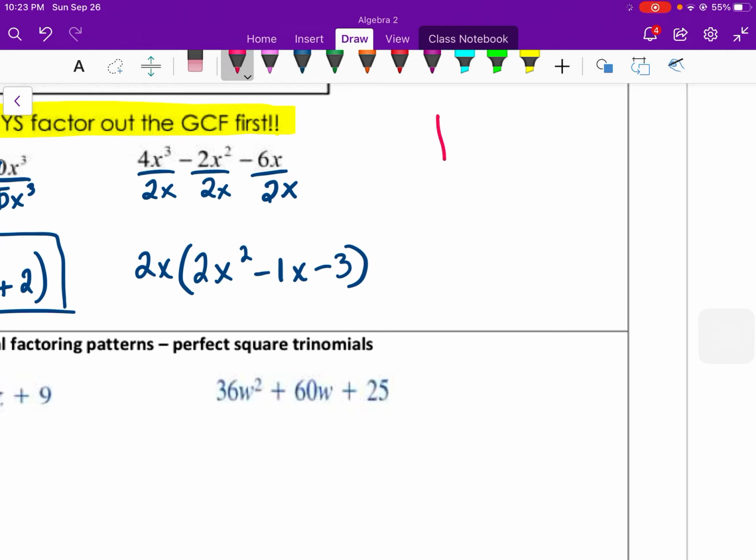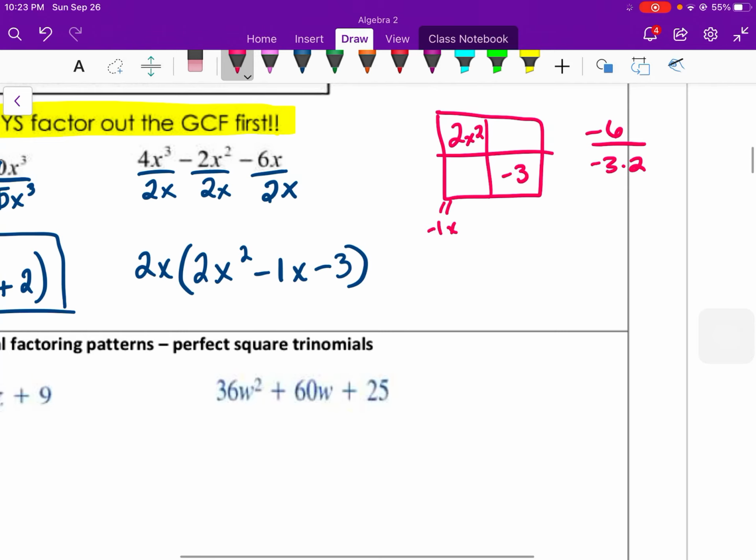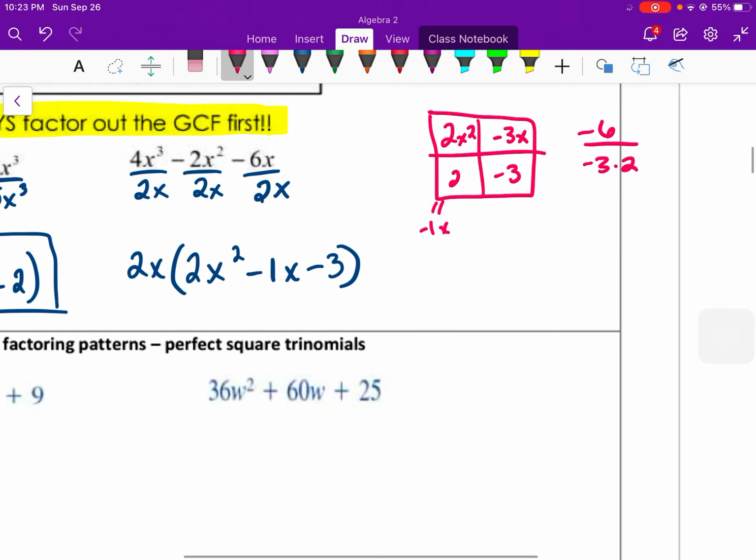Can I factor that any further? I can throw it in my box and just give it a try here. I got a 2x squared and a negative 3. 2 times negative 3 is negative 6. I would need something that multiplies to negative 6 but adds up to negative 1x in the middle. I can make that with negative 3 times 2. So it would be negative 3x and positive 2x.